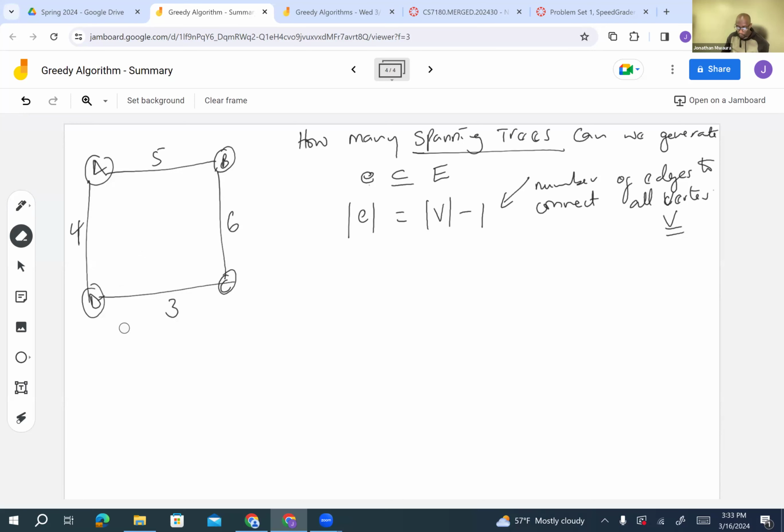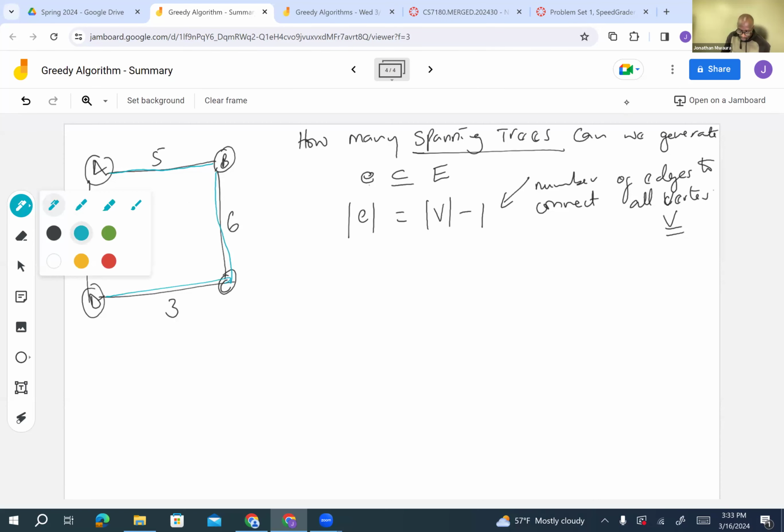So now we have only 4 of them. So how many of these can we have? How many spanning trees can we have if the graph looks something like this? Well, we could have something like this. We could go that side, and that side, and we are done, right?